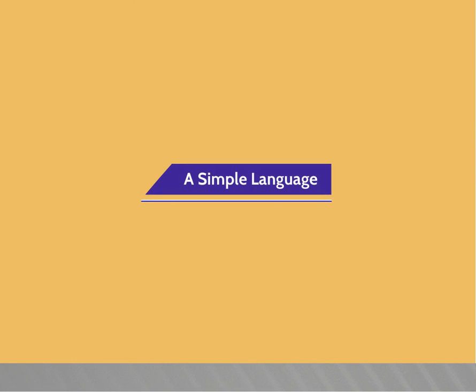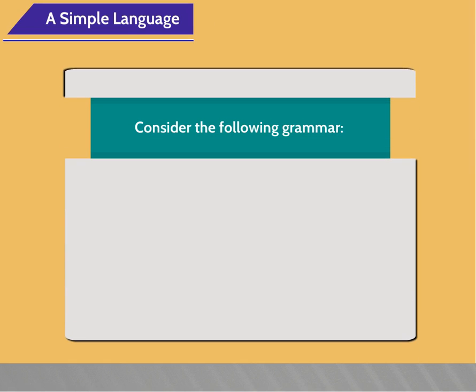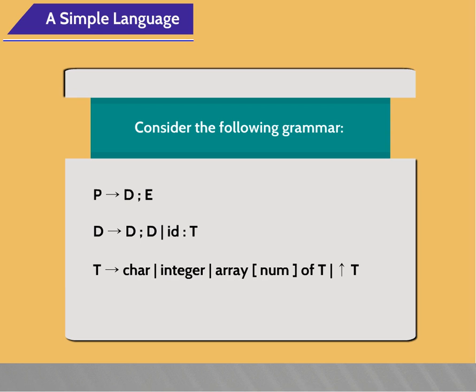A simple language. Consider the following grammar. P produces D; E. D produces D; D or id : T. T produces char or integer or array [num] of T or ↑T. E produces literal or num or id or E mod E or E[E] or E↑.